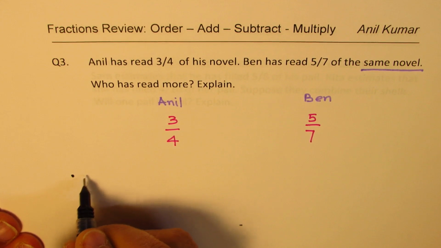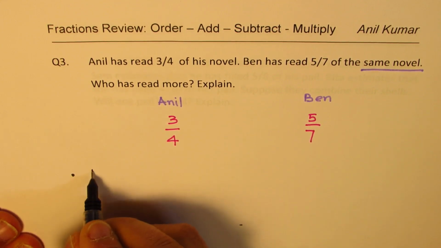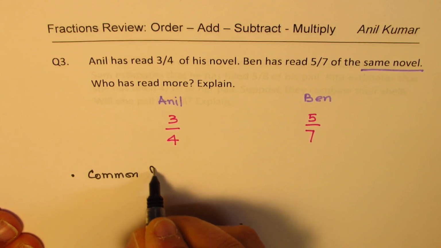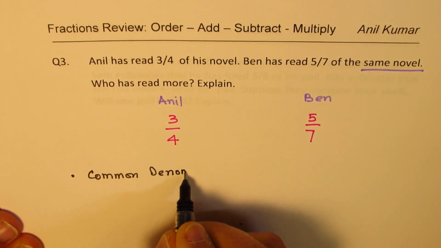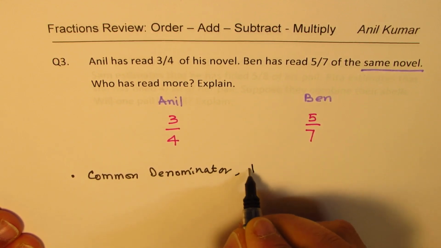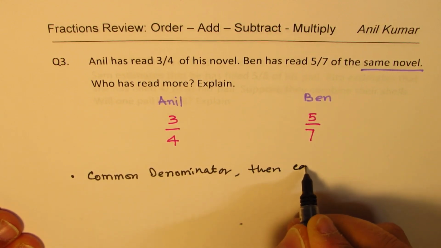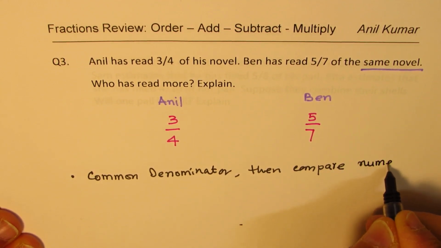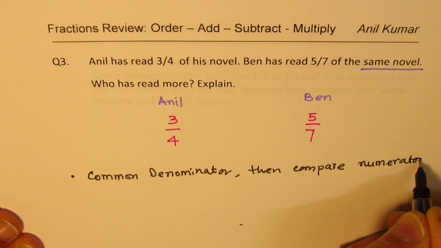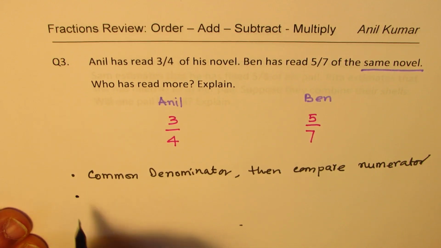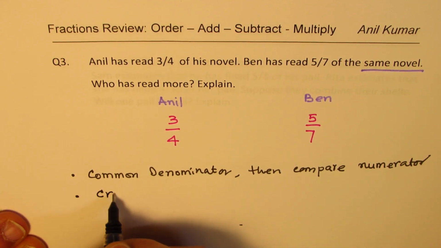So one is to find the lowest common denominator. We can find any, right? Not lowest. Common denominator will be enough. So first thing is find a common denominator, then compare numerators. So we have to have the same denominator to compare. So that is one way to do it. And the second method, which I really love, is cross multiplication.